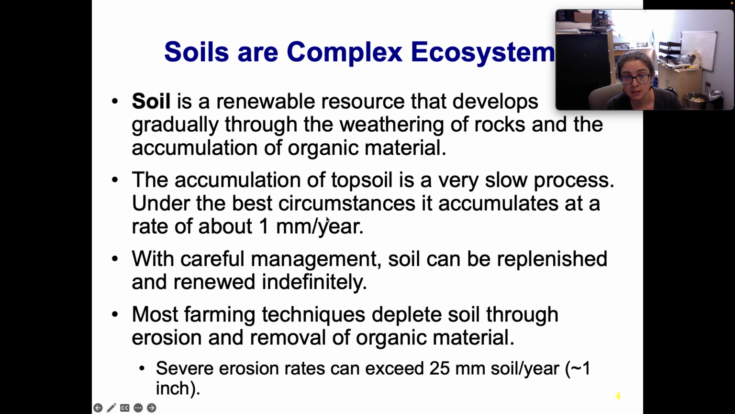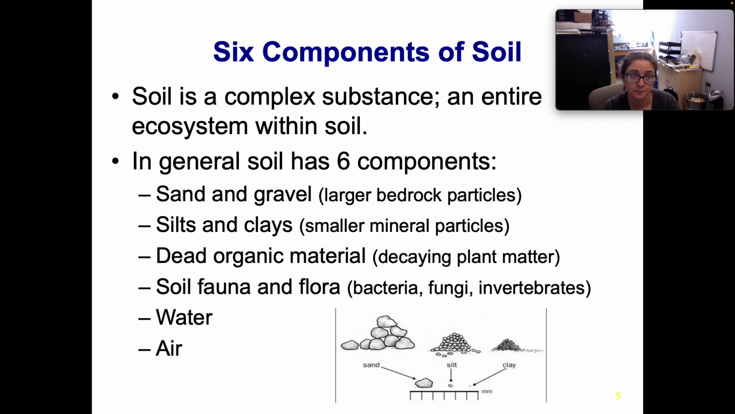So let's go back. Best circumstances, you can accumulate 1 millimeter of soil per year. Worst circumstances, you lose 25 millimeters of soil per year. If you get it back to best circumstances, that means it's going to take at least 25 years to build up that amount of soil. Most places aren't doing this, so maybe it'll take 50 years or longer to rebuild that soil. So it's a really important resource that we can degrade really quickly if we're not careful.